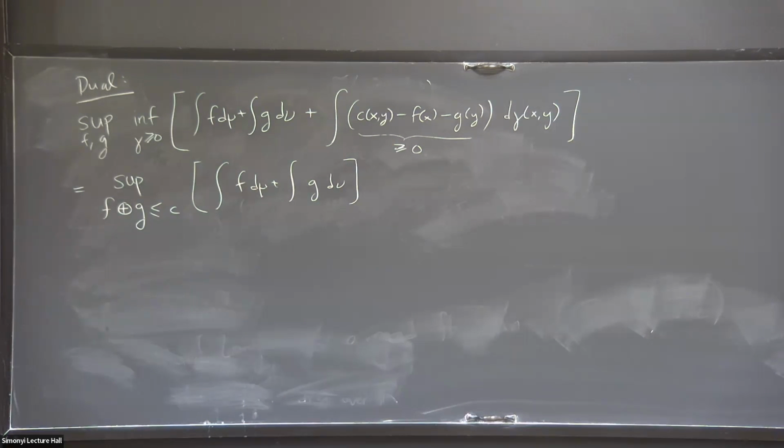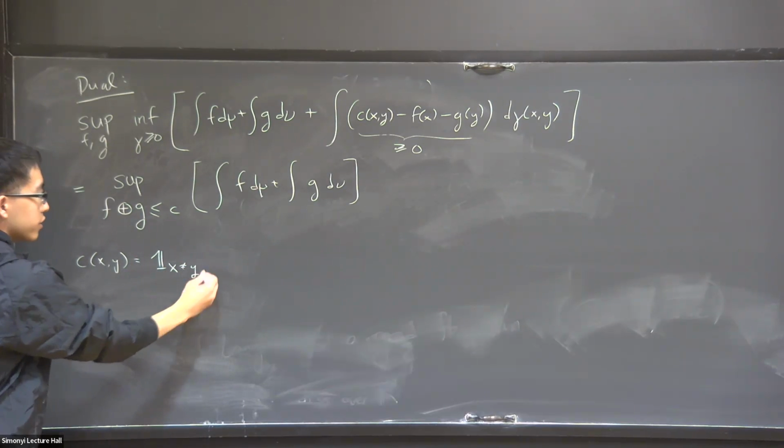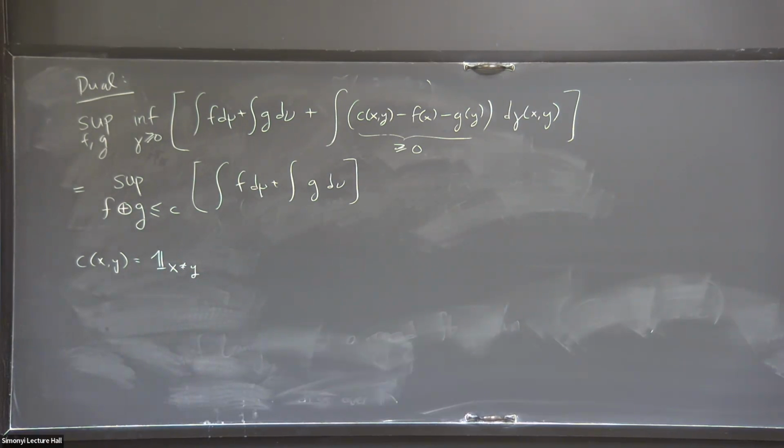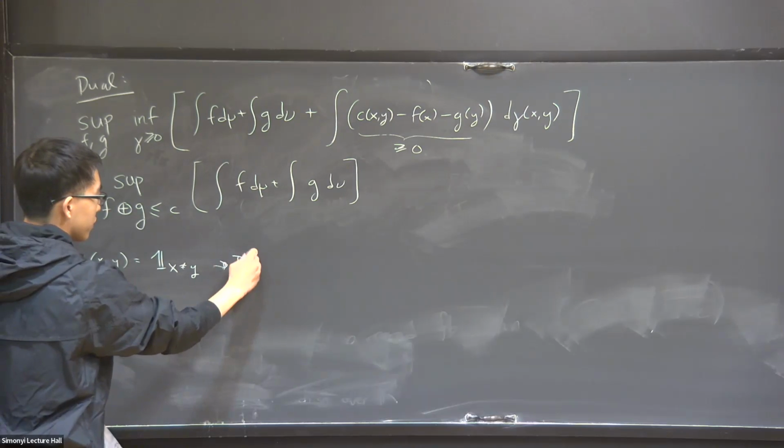A special case of this is when c of xy is just 1 if they're distinct and 0 otherwise. So when you think about what this looks like for the primal problem, this is just the probability under the coupling that x and y are distinct from each other. So that's the total variation distance. And then if you plug this into this duality formula, you will actually get the duality for TV distance. That is the supremum over all bounded functions of the difference of the integrals between mu and nu. That's just a remark that this gives rise to TV distance.